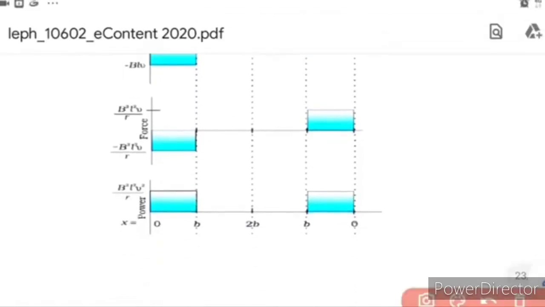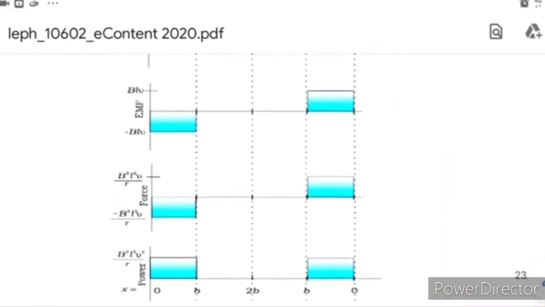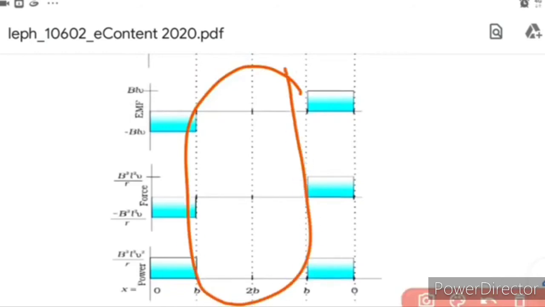That means in all the three graphs, the portion from B to 2B has the quantities with values 0. Okay, so only for the motion from 0 to B and backward, that is from B to 0, you have the quantities. So only this much for today. With this we conclude. Thank you.